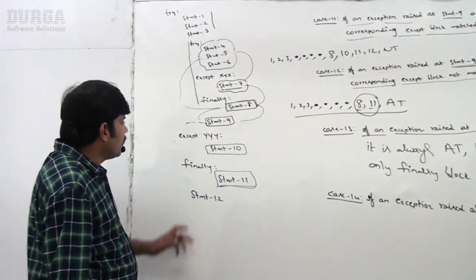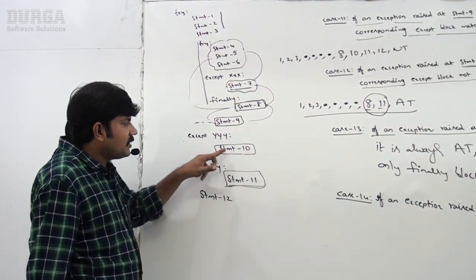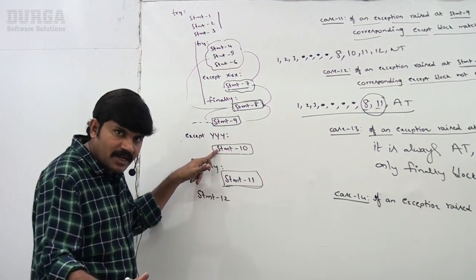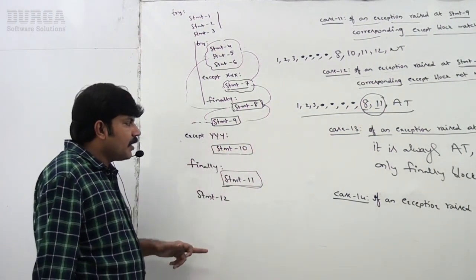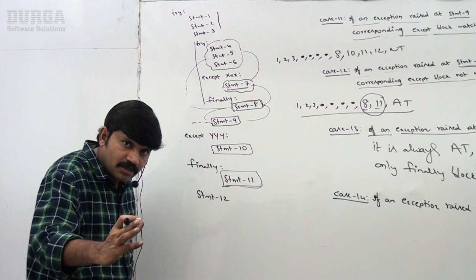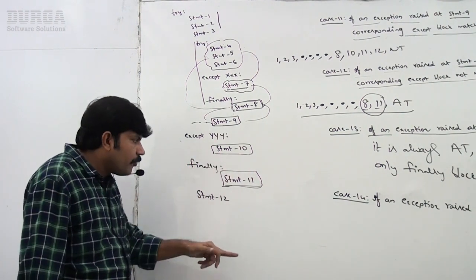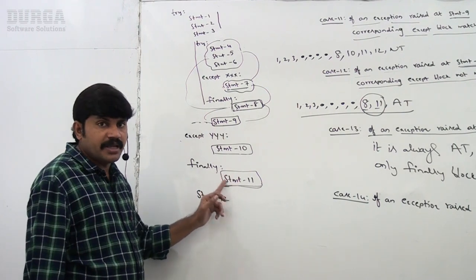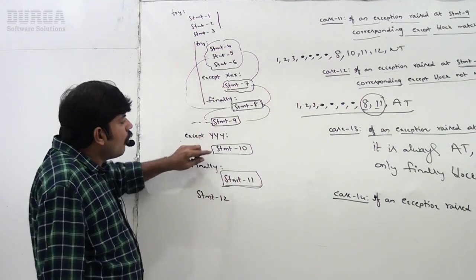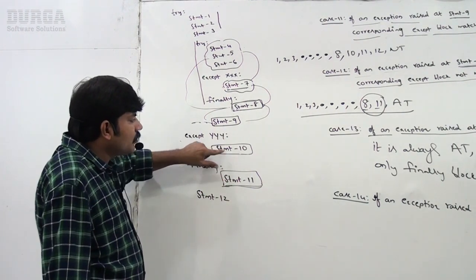Sir, observe carefully. If an exception is raised at statement 10, it is not part of the try block. If it is not part of the try block, then there is no except block. No except block means it is always abnormal termination. But before that, this finally block, statement 11, will be executed. But how can the control reach statement 10?